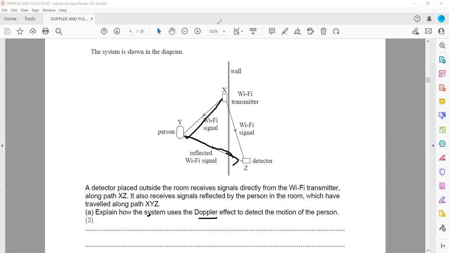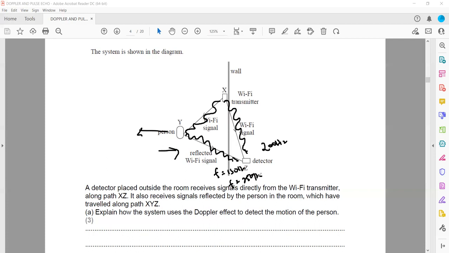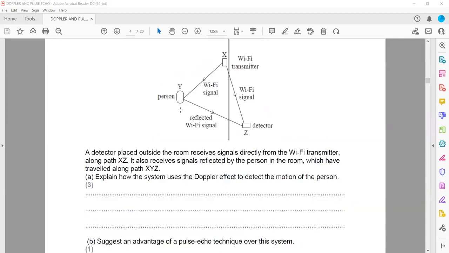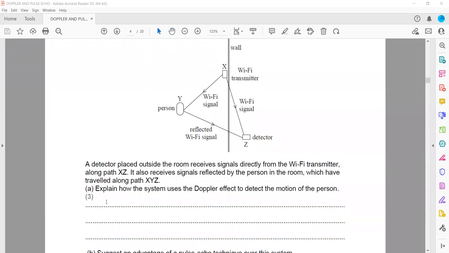Look, one signal is received directly, for example at a frequency of 200 hertz. But the other one strikes the person and bounces back. If the person is moving away, the frequency received will be lower, like 150 hertz. But if the person is moving towards, the frequency received will be higher. So how can the system use the Doppler effect? First, the system will compare the change in the frequency.